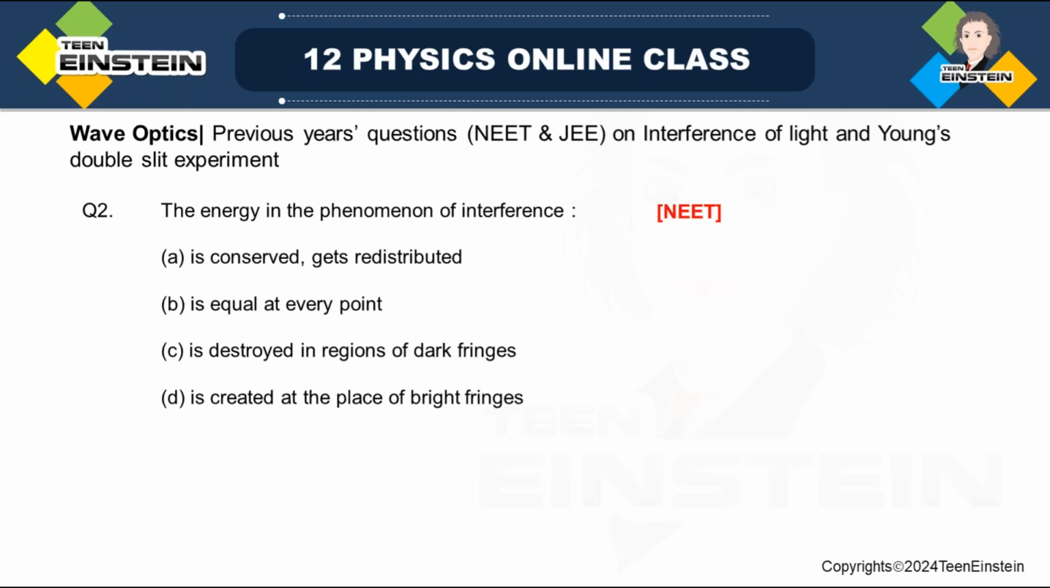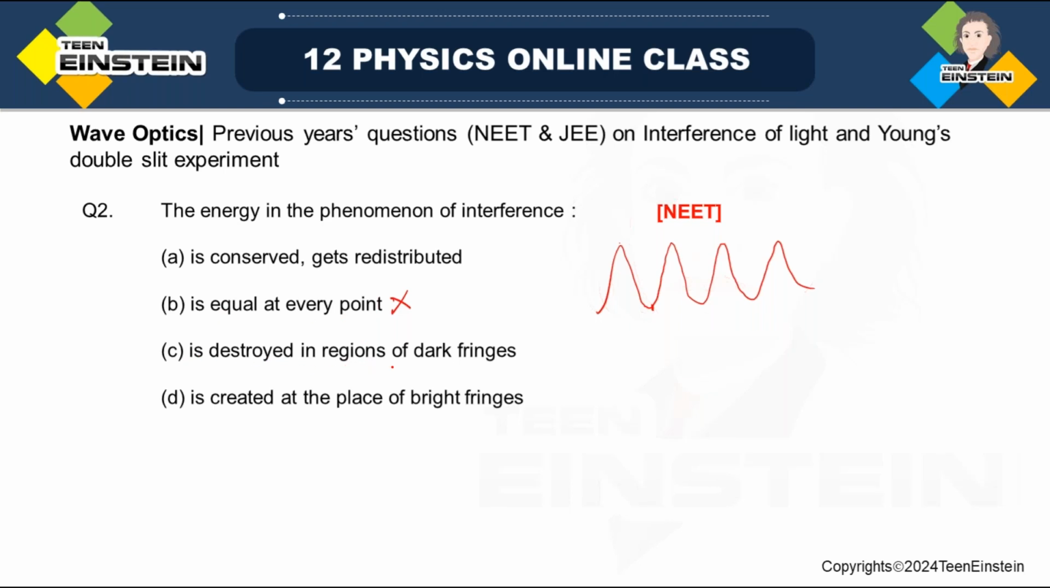Now this is mostly from NEET. The first option says the energy in the phenomenon of interference is conserved but redistributed, equal at every point. So energy is not equal at every point, because we have seen bright and dark fringes. At every bright fringe intensity is maximum, at every dark fringe it is 0. That is what we have seen, isn't it? So energy is actually not the same everywhere.